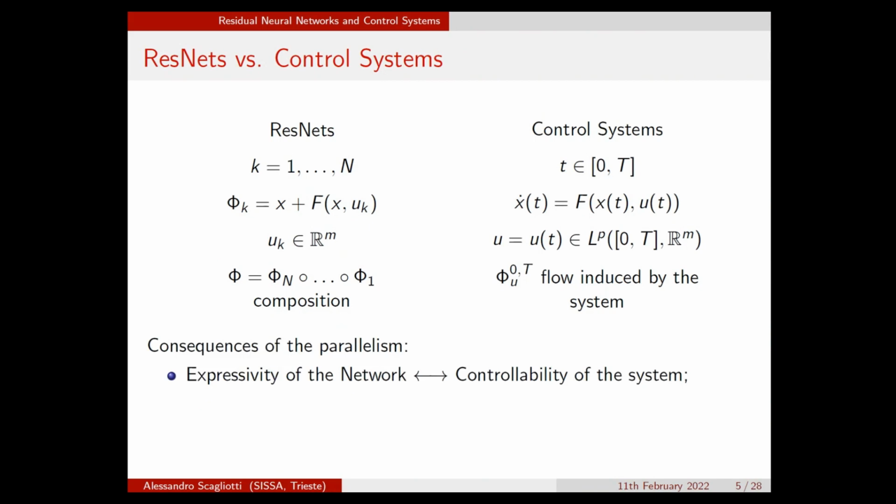Okay, so what are the consequences of this parallelism? First of all, the expressivity of the neural network is strictly linked to the controllability of the system. Then we'll explain what is the controllability of a system. And therefore, the process of training the network is strictly linked to the resolution of a proper optimal control problem.